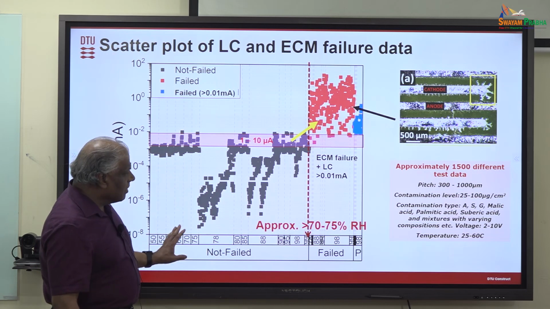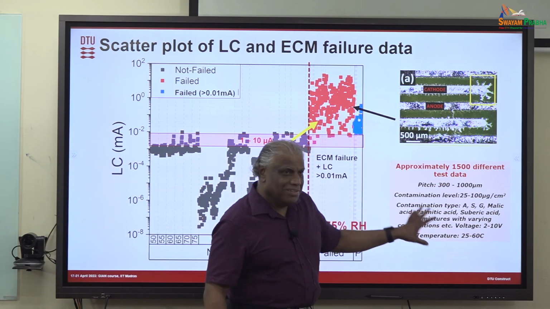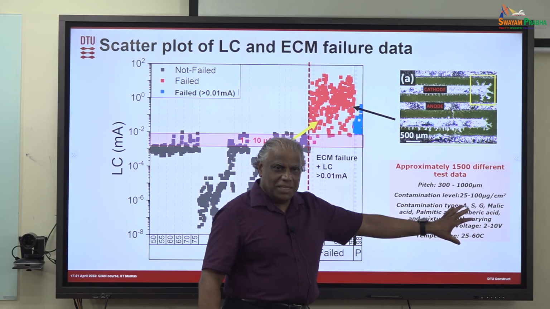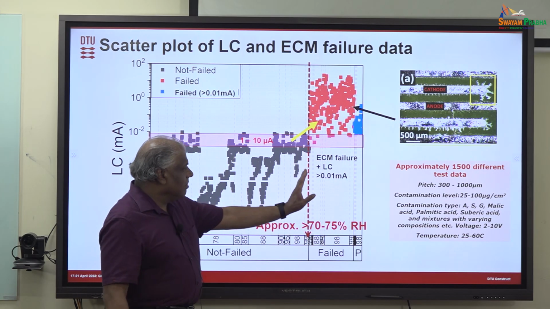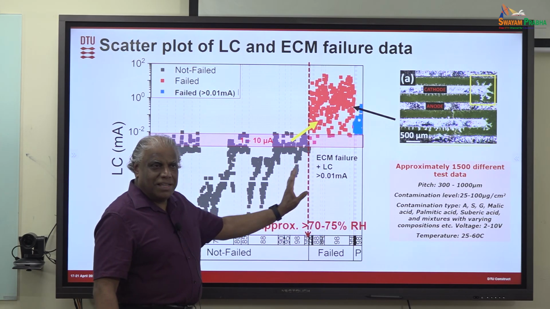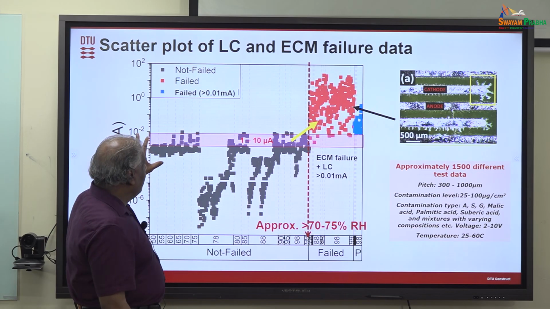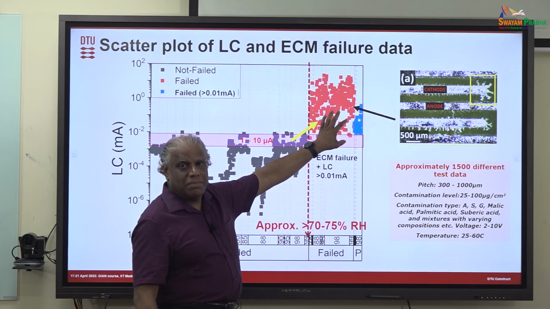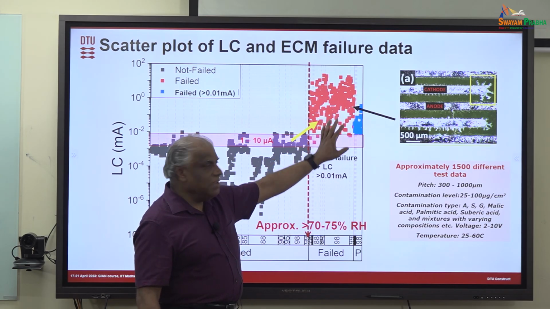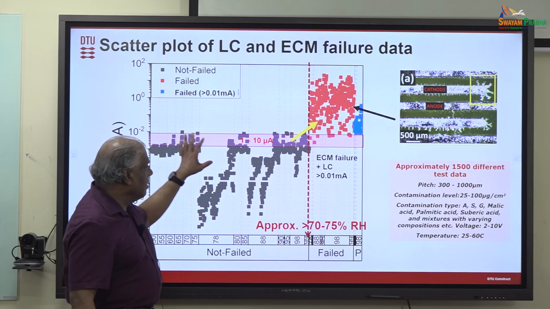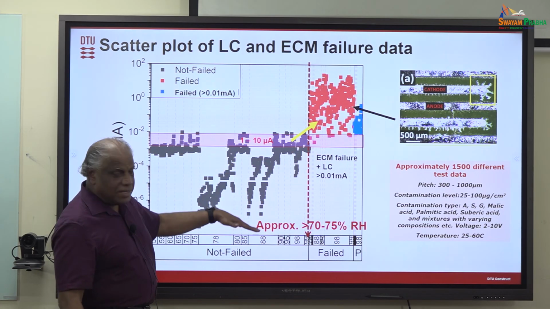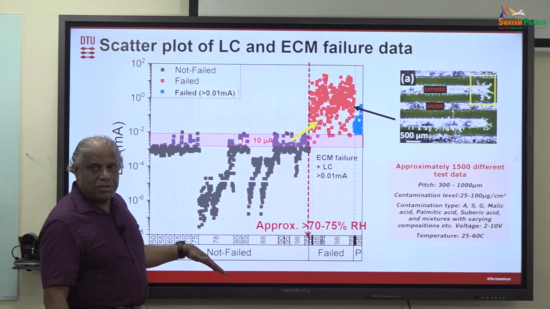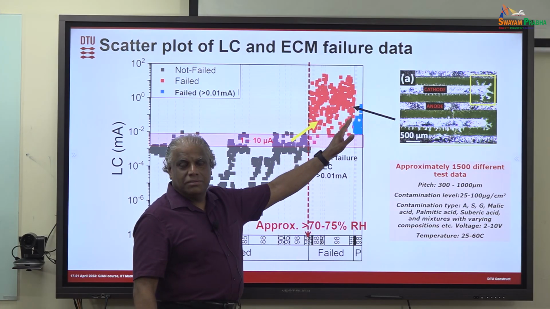Now, you don't have to worry about the type of parameter here. Irrespective of any parameter, what you see here is that if the humidity level is less than 70%, this leak current never leads to electrochemical migration failure. Always, if the humidity level is lower than that, the leak current you get is lower than 10 microampere. And when the current level is lower than 10 microampere, that never leads to electrochemical migration.